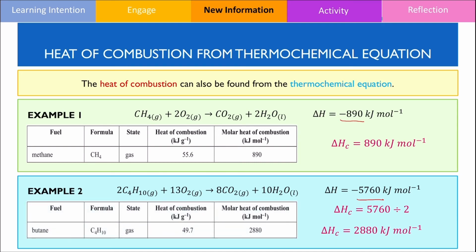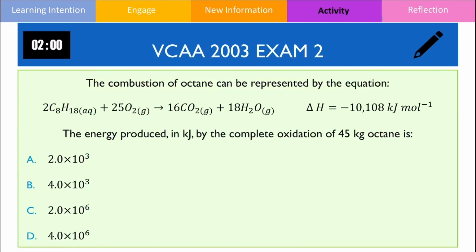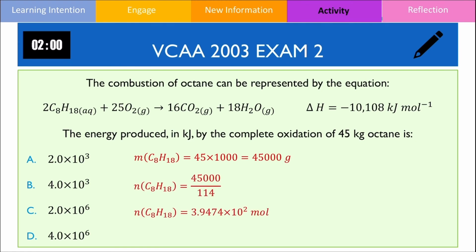I'm hoping with the second example, you can see that the heat of combustion is different from the change in enthalpy. I'll now go through a more challenging example that wants us to calculate the energy released from 45 kilograms of octane using the above thermochemical equation. This question is very similar to the other examples that we've looked at, but we need to be careful of the stoichiometric amounts. To start off, we convert kilograms into grams by multiplying by 1000. From there, we can find the number of moles of octane by dividing by 114, giving us an answer of 3.9474 times 10 to the power of 2 moles.